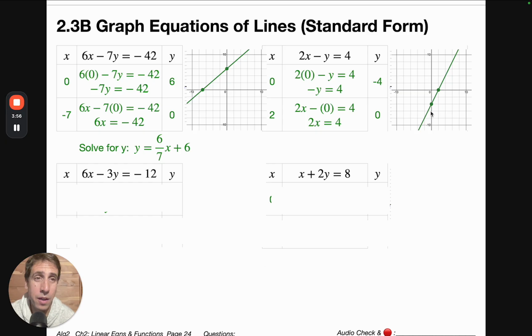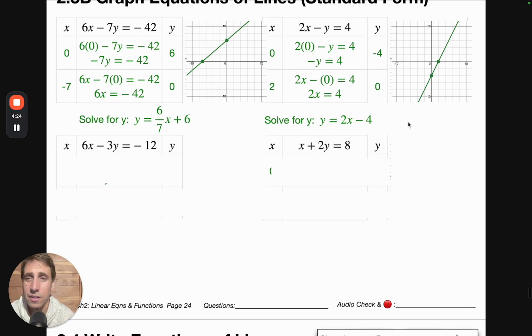So now I can plot 0, negative 4. That's going to be my y-intercept. My x-intercept is going to be 2, right here. Draw a line through them. Again, if you wanted to, you could solve for y. You would have to subtract 2x from both sides, and then divide both sides by negative 1. This actually isn't that complicated of an equation to graph. You can see it's right here. However, I think solving for y is not as easy as just a 0-0 table. So let's do that instead.